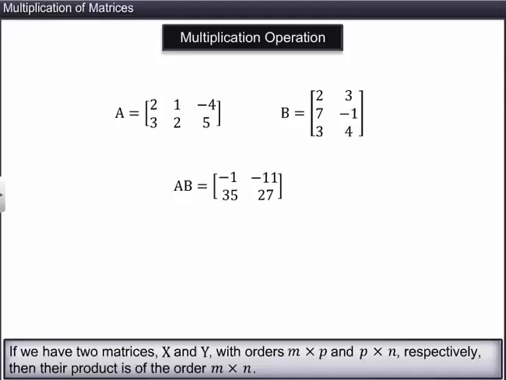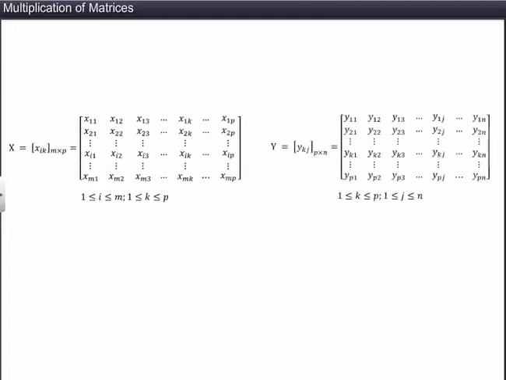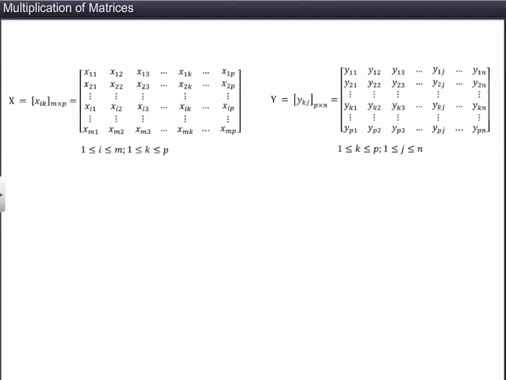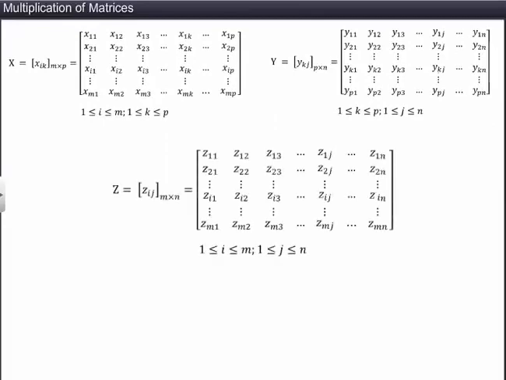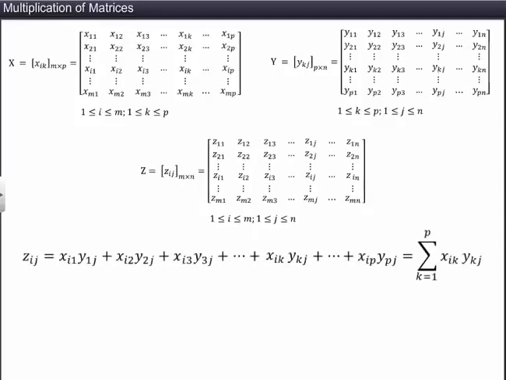We can generalize the discussion. Let X be a matrix of order M by P and Y be a matrix of order P by N. Let the product of these matrices be equal to matrix Z, which is of the order M by N. Each element of matrix Z is given by the expression shown. In the expression, Zij represents the element in the ith row and the jth column of matrix Z. This is obtained by multiplying the ith row of matrix X with the jth column of the matrix Y.